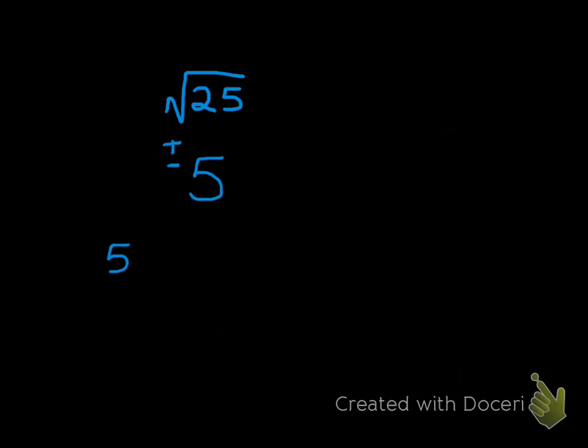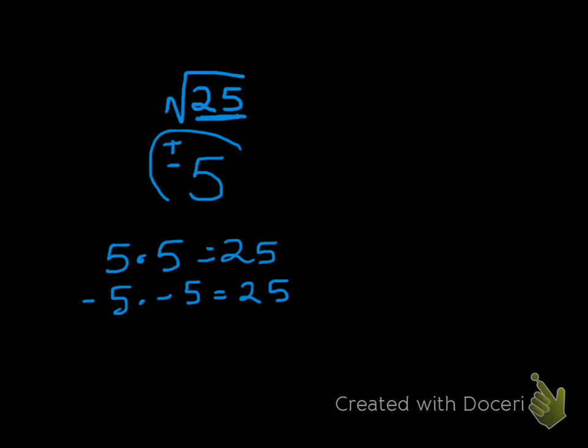You may wonder why. Because positive 5 times positive 5 gives you 25, right? And negative 5 times negative 5 gives you 25. So the answer to this problem is positive or negative 5.